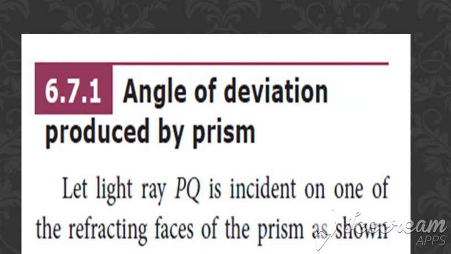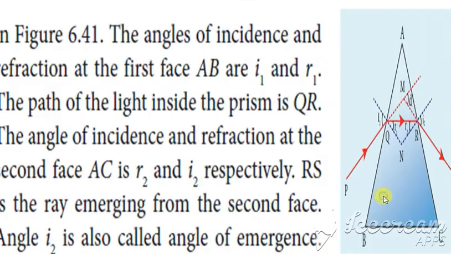So we are going to measure the angle of deviation. For this, let the light ray PQ be incident on one of the refracting faces. We have two refracting faces, is it not? So let us consider one ray, PQ, incident on any one refracting face. Then the angle of incidence and refraction at the first face: here it is an incident ray, and the angle of incidence is I1. It is refracted this side, and the angle of refraction is R1. I1 and R1.